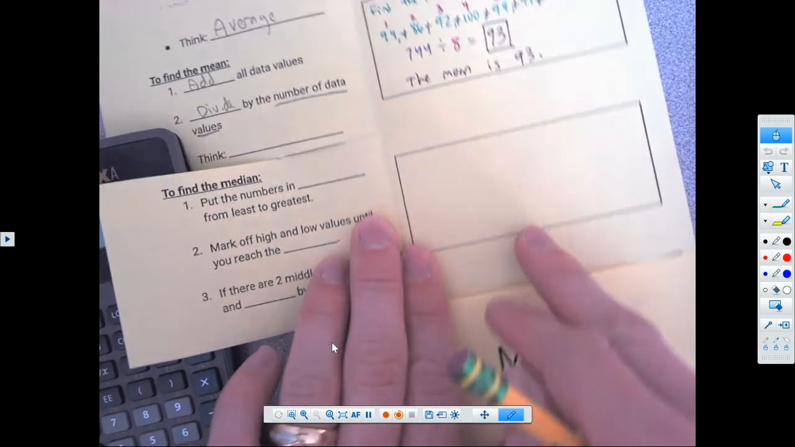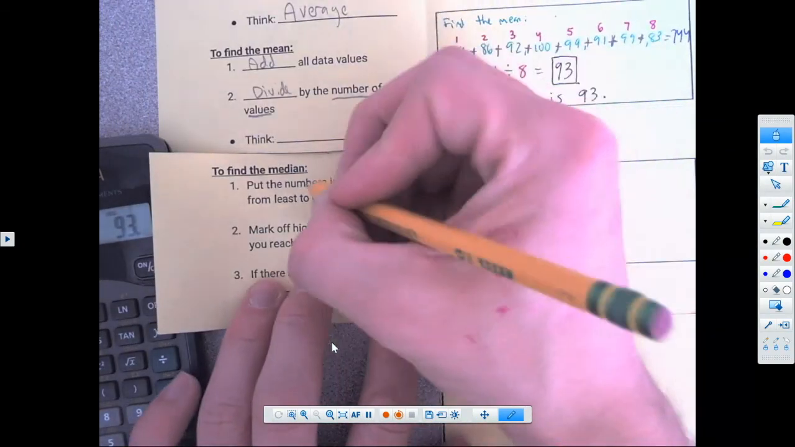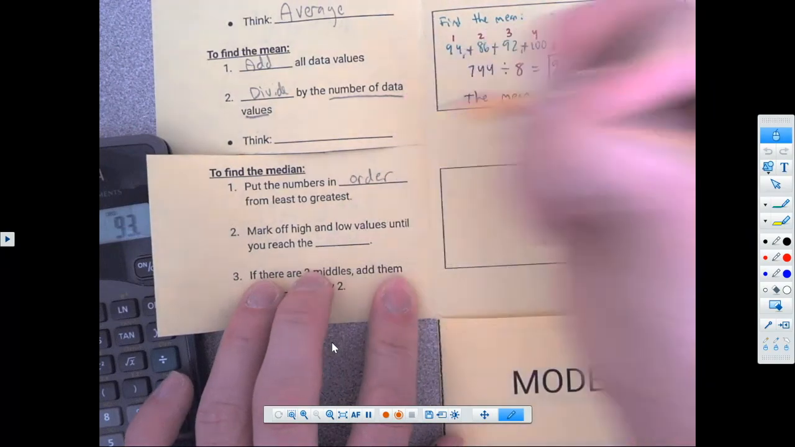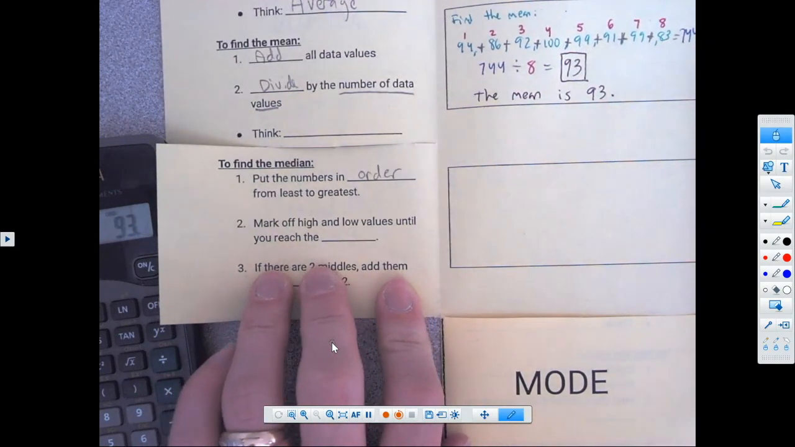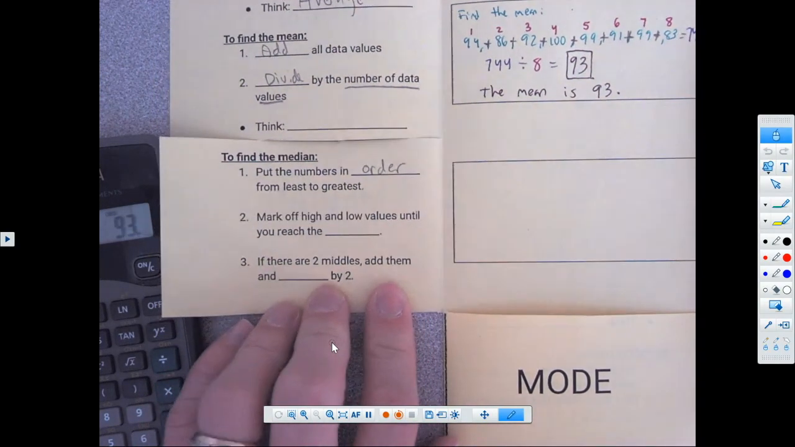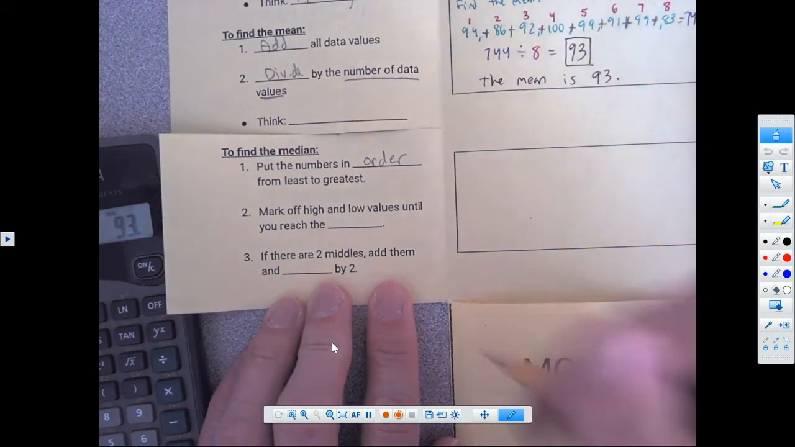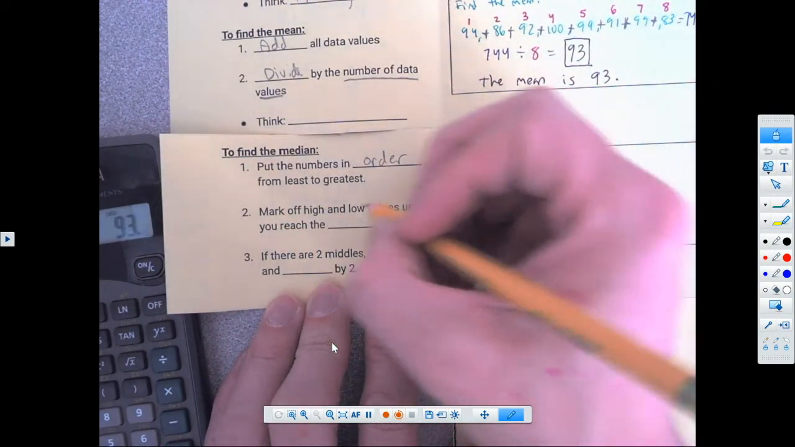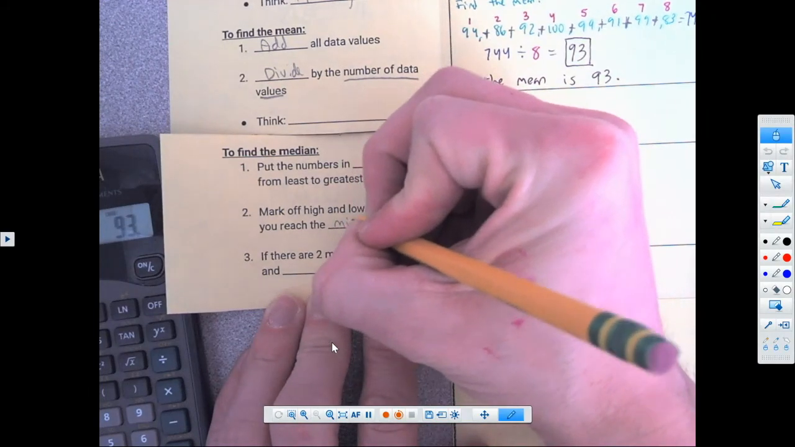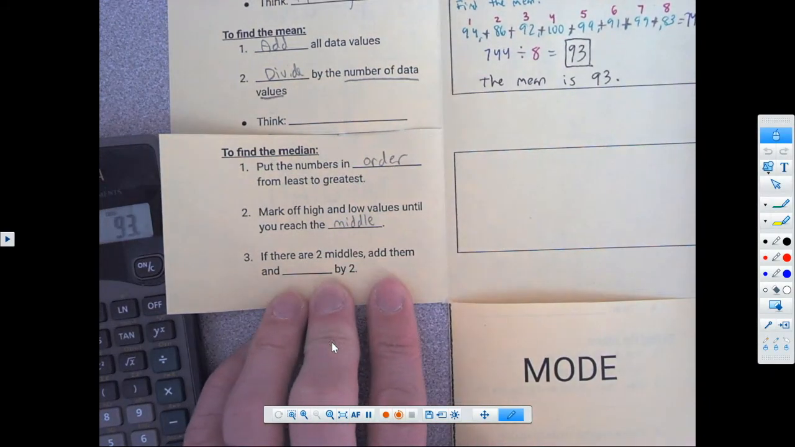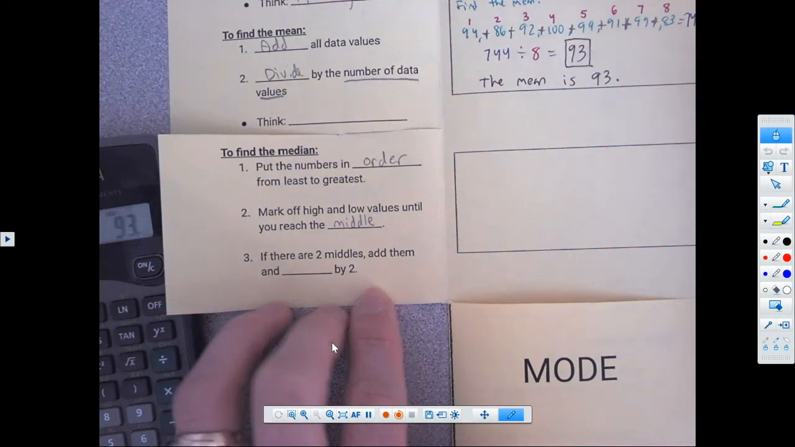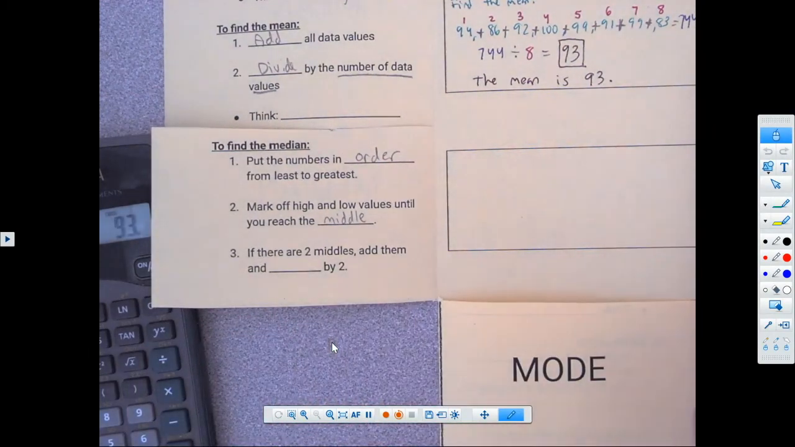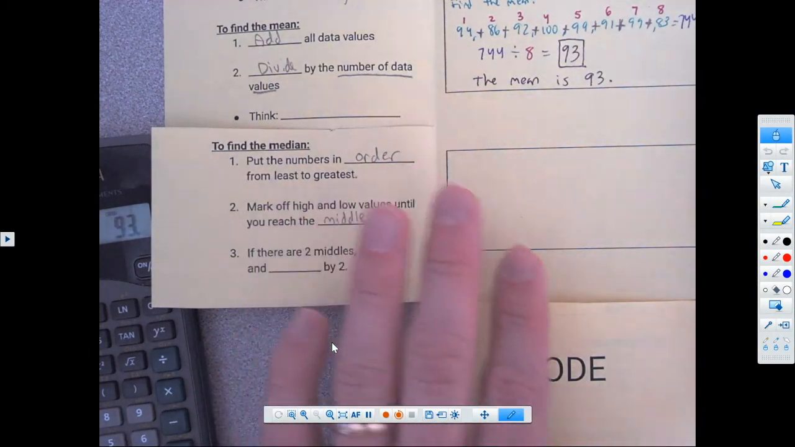So let's flip it over. First, the most important step is we need to put the numbers in order from least to greatest. None of what you do after this matters unless they are in order. Then I'm actually going to mark off the high and low values until you reach the middle. If there are 2 middles, let's come back to that. So I'm going to put my numbers in order.